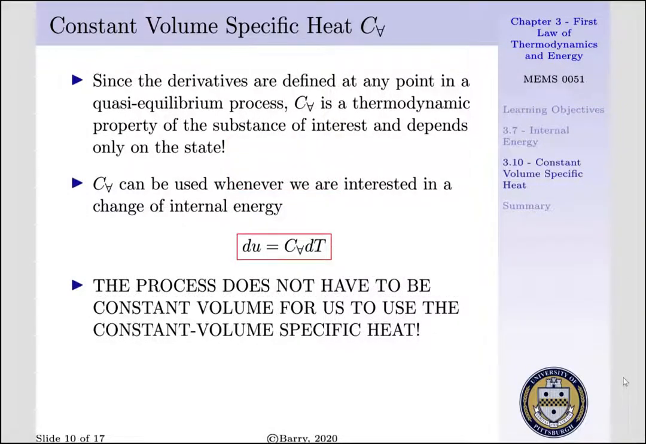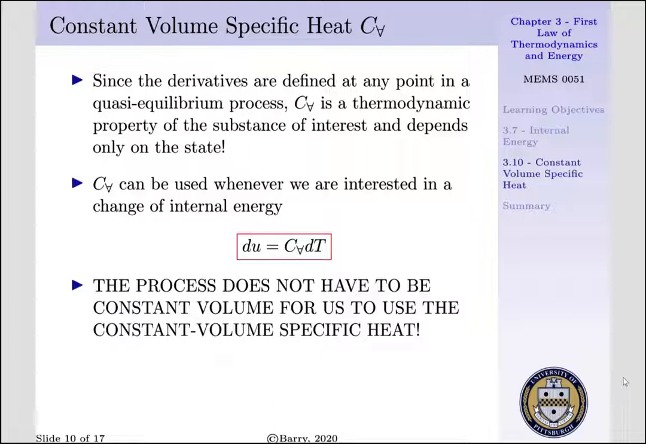Since the derivatives are defined at any point in a quasi-equilibrium process, our constant volume specific heat is a thermodynamic property of our substance, and it only depends upon the state, and not our path. That is, our specific internal energy is a state or point variable. Same with our temperature. There is no path dependence in determining our specific internal energy or temperature. Our constant volume specific heat can be used whenever we are interested in a change of internal energy. That is, du is equal to Cv dT.